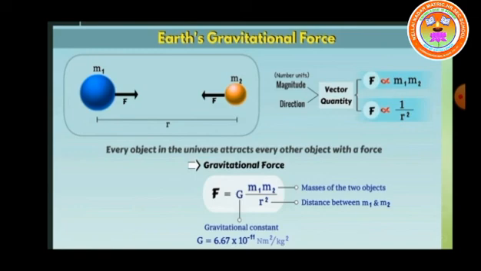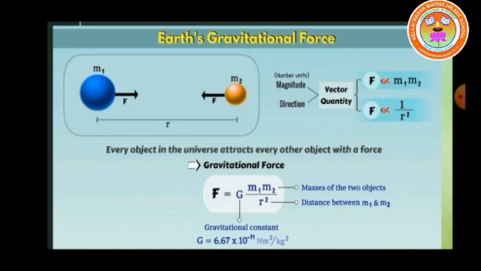On combining the above two expressions, F is proportional to m1 into m2 divided by r square. Then we know that capital G is the universal constant. So instead of proportional, we should write equal, with G. So F is equal to G m1 m2 divided by r square. G is the universal gravitational constant.